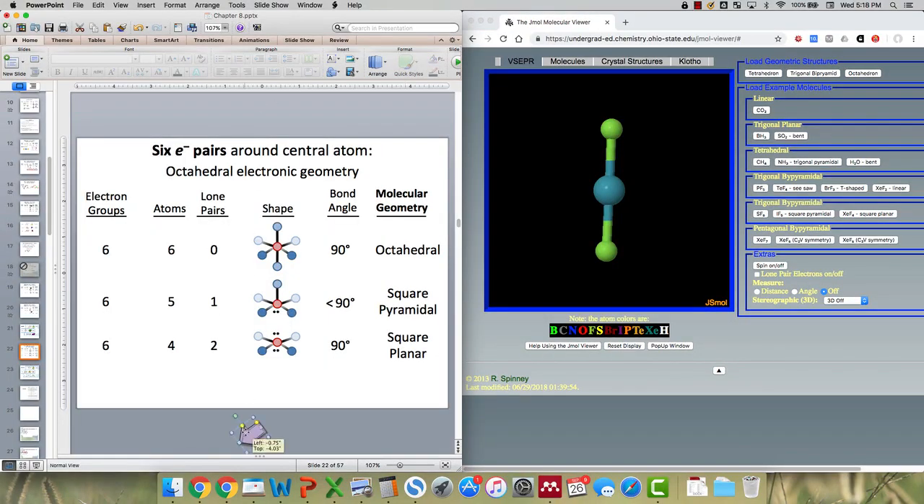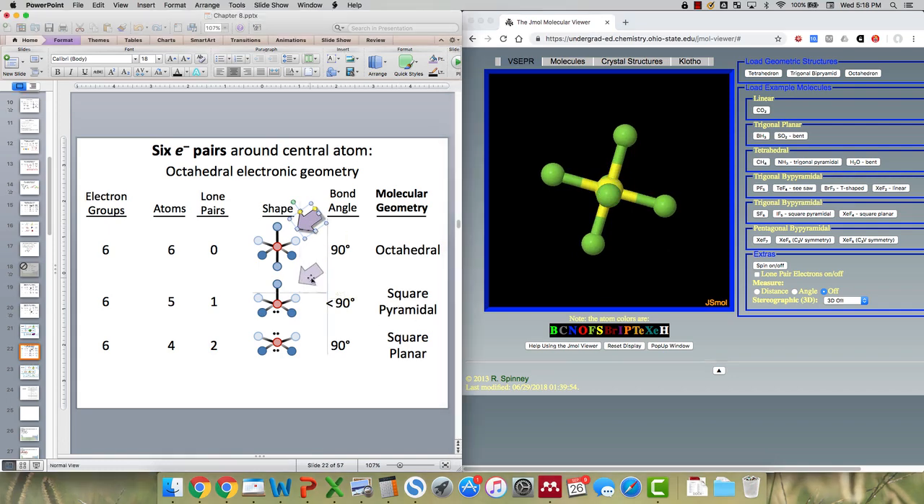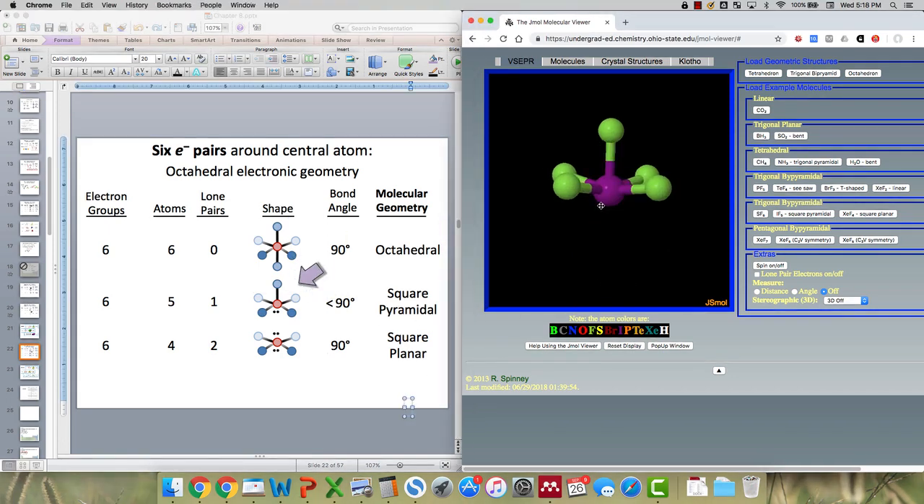Okay, so now let me show this with the magic geometry thing. And so here's the octahedral shape. I already showed this. Again, all of these positions are equivalent. And now if we go to square pyramidal, I'll rearrange this so it points down. There's the lone pair. And so again, with the lone pair, you call the electronic geometry octahedral. Without it, you call the molecular geometry square pyramidal.